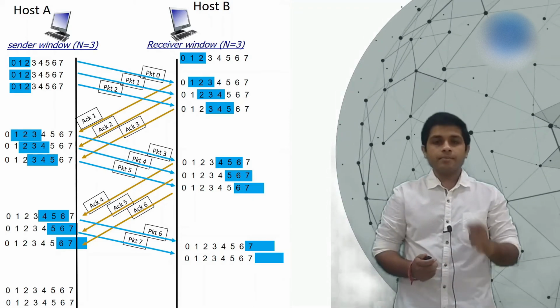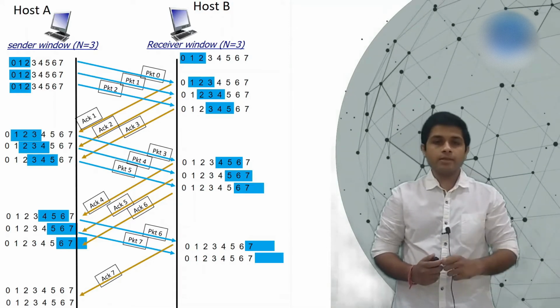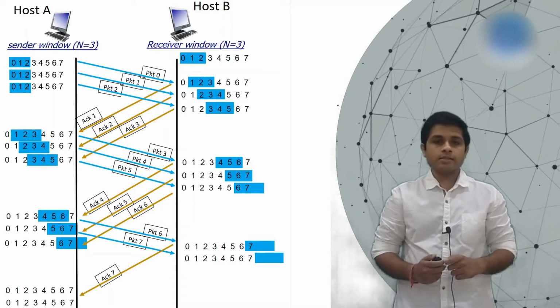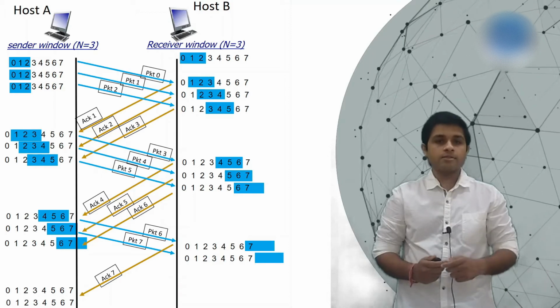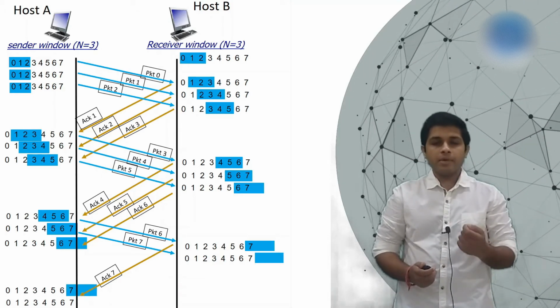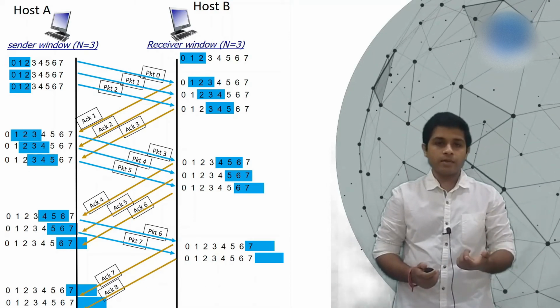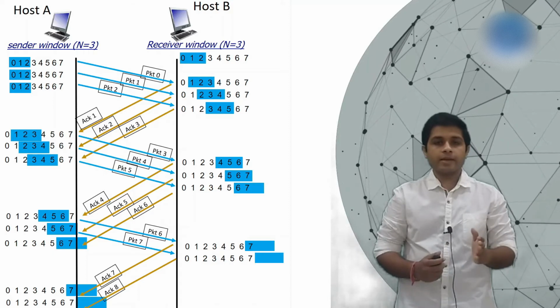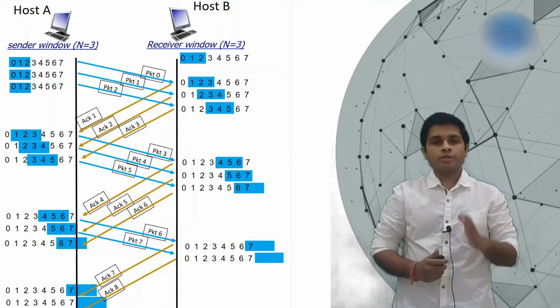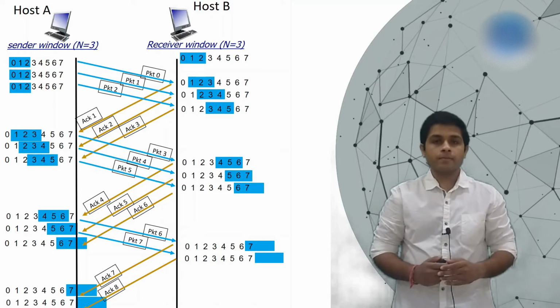After some time, B will send the acknowledgement 7 for packet 6. As A receives SEK 7, it knows that packet 6 is delivered successfully, so the window will slide. And after some time, B will send the acknowledgement 8, and as A receives acknowledgement 8, it finds that all the packets are delivered successfully. So this is how the selective repeat protocol works.